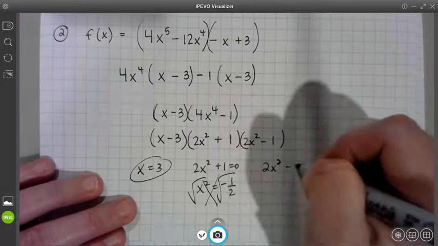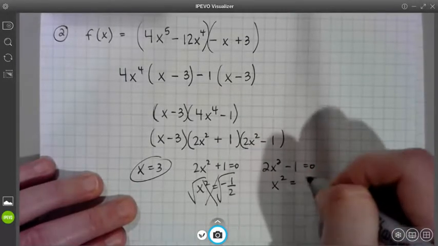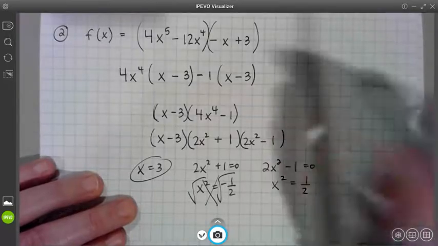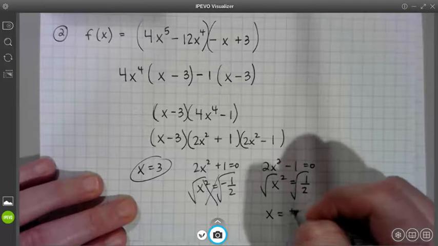All right, and then I set 2x squared minus 1 equals 0. I'm going to add 1 and divide by 2. I'll get x squared equals positive 1/2. So now I can square root a positive number, and I'll get x equals plus or minus.